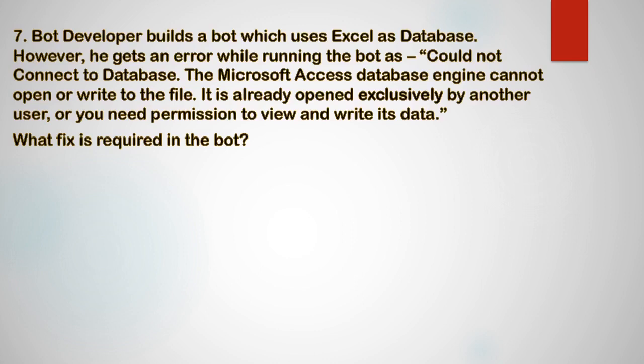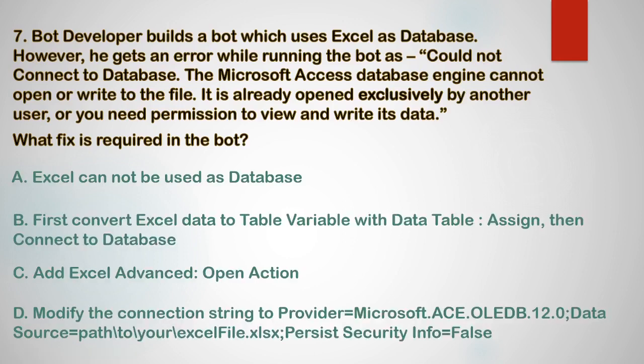A bot developer builds a bot which uses Excel as a database. However, he gets an error while running the bot: could not connect to database. The Microsoft Access database engine cannot open or write the file. It is already opened exclusively by another user, or you need permission to view and write the data. So this is the error, and what fix is required in the bot so that the error is removed? And these are all the options.